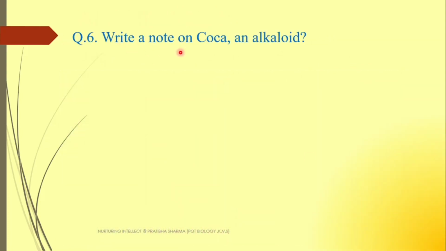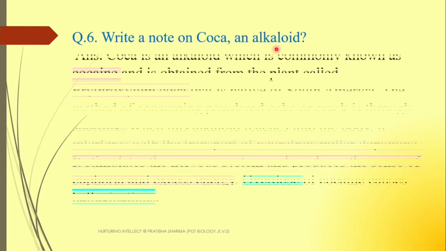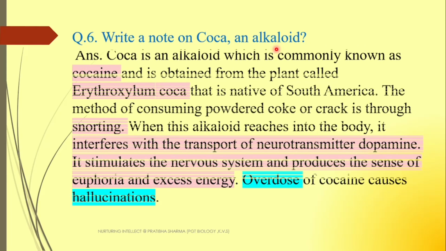Now, questions. Write a note on coca alkaloid. So, for coca alkaloid, you can write all the points which we have studied just now. Coca is an alkaloid commonly known as cocaine, obtained from Erythroxylum coca, and it is usually taken by snorting. It interferes with the transport of the neurotransmitter dopamine. It stimulates our nervous system and produces a sense of euphoria and excess energy. Overdose of cocaine causes hallucination. So all these points cover everything about cocaine or coca alkaloid.